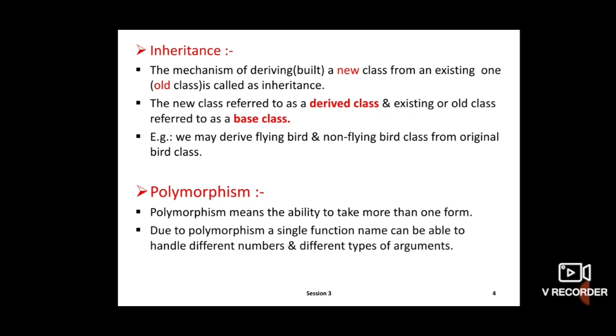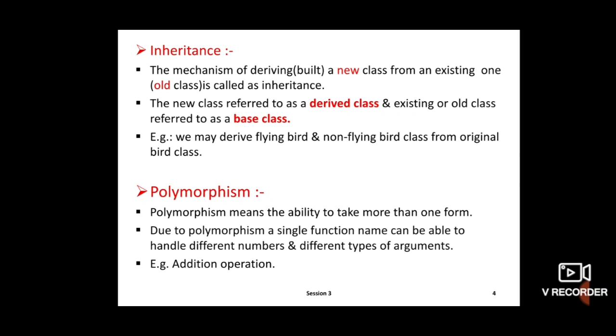Just see one example. Suppose consider the operation of addition for two numbers. If numbers are taken, then the operation will generate a sum. But if the operands are strings, meaning the inputs are strings, then the operation will produce a third string by concatenation. Understood, student? Addition is the same function name, but the operation is different. Due to polymorphism, a single function name can handle different numbers and different types of arguments.